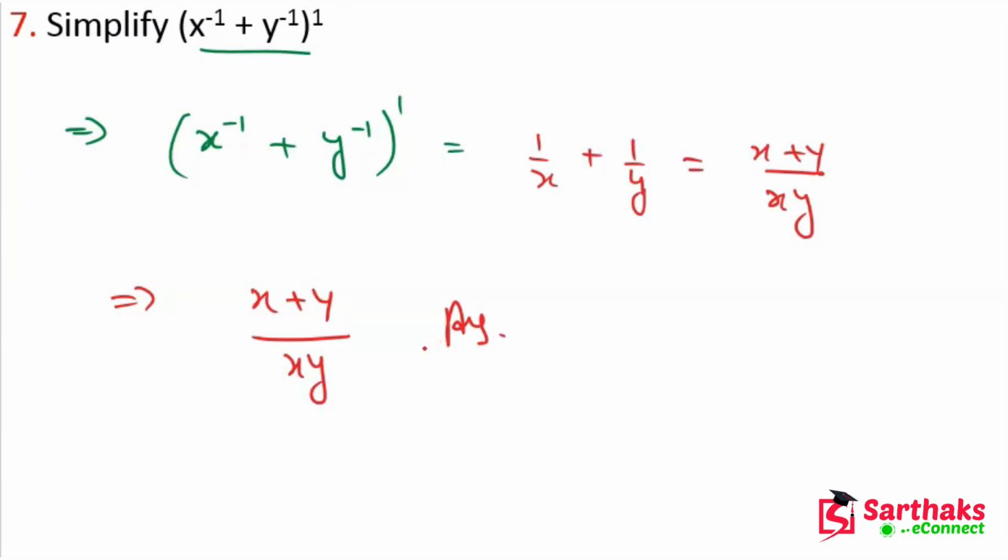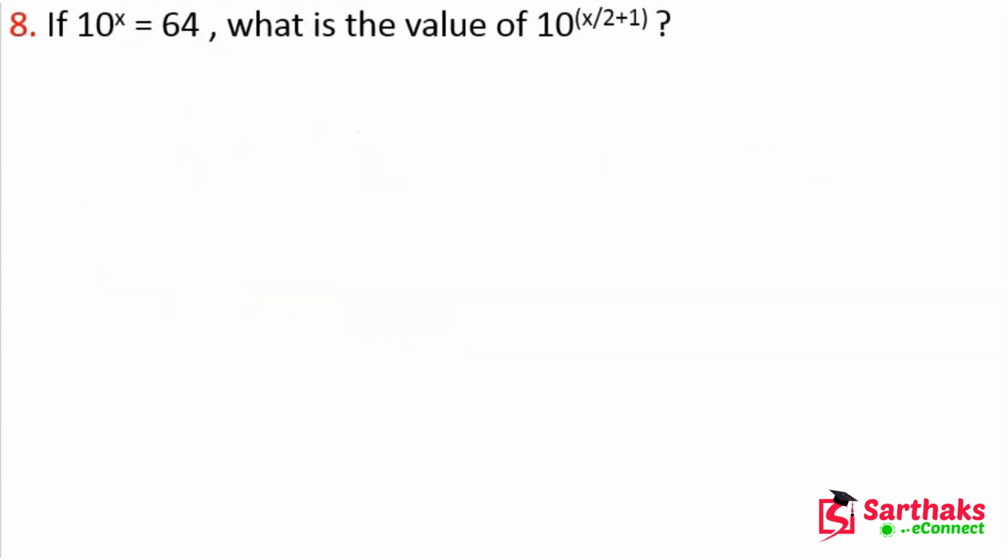I hope you understand these things. This question is very simple. So now my dear friends, the next question is: if 10^x = 64, we have to find the value of 10^(x/2 + 1). We can express this like this: 10^(x/2) into 10^1.